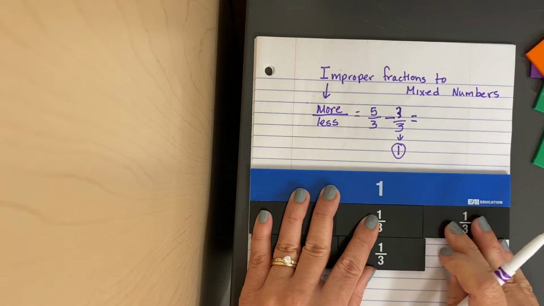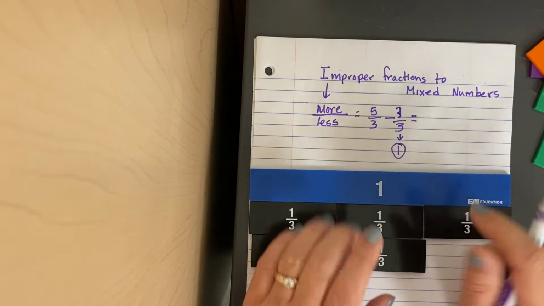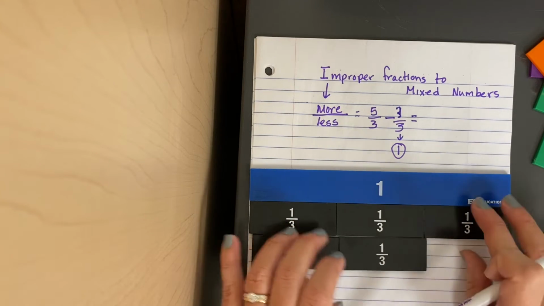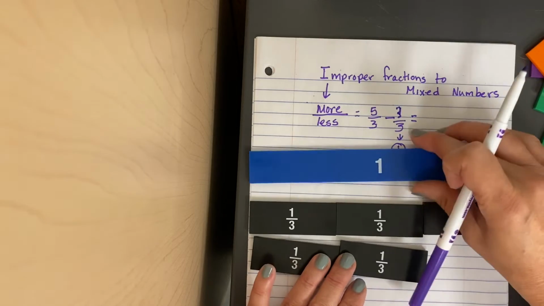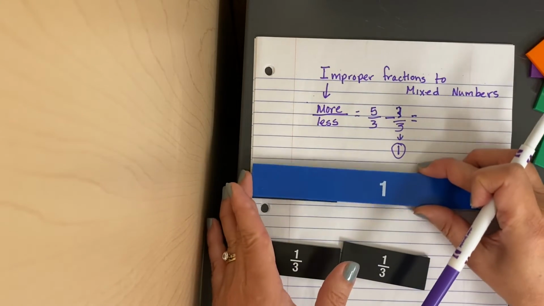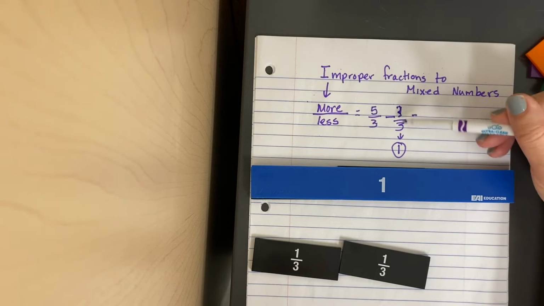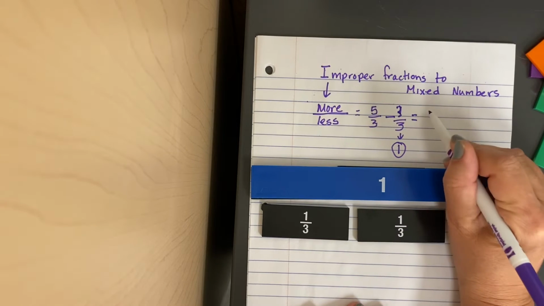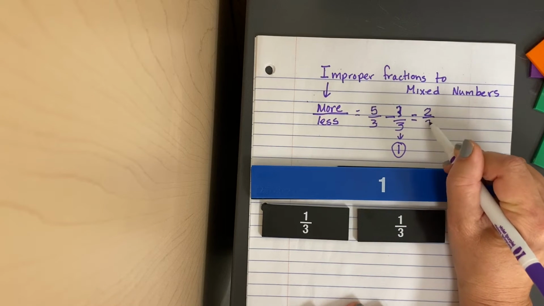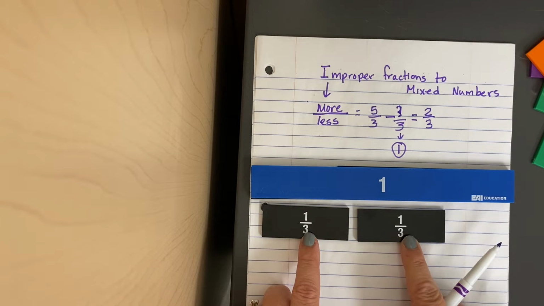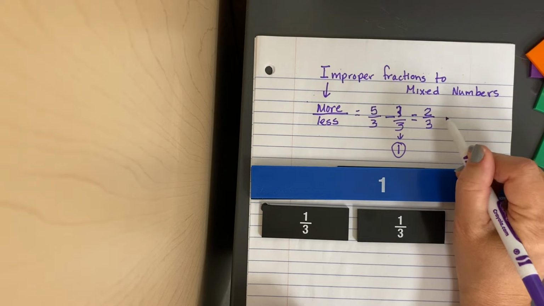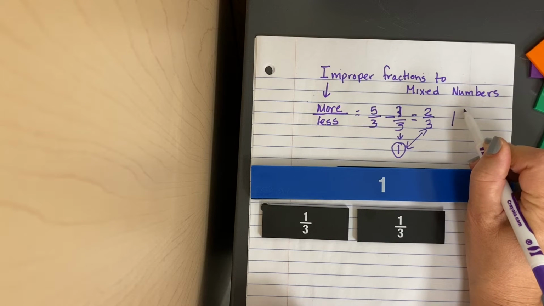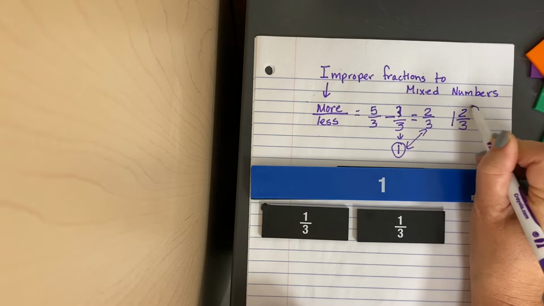now my denominators match because they're the same size pieces. I'm dealing with thirds here. So I had these 5/3. I'm going to take these 3 and turn them into the 1 whole. So these 3/3 became my 1 whole. How many do I have left? Well, 5 minus 3 is 2. So I have 2 of my thirds left. So my mixed number would combine these two for 1 and 2/3.